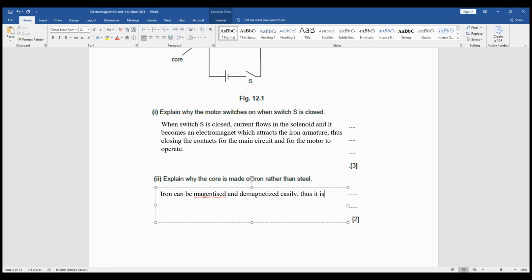Thus, it is suitable to be an electromagnet. Still, it is difficult to magnetize and demagnetize because it retains its magnetism, and thus is more suitable for a permanent magnet such as a compass.